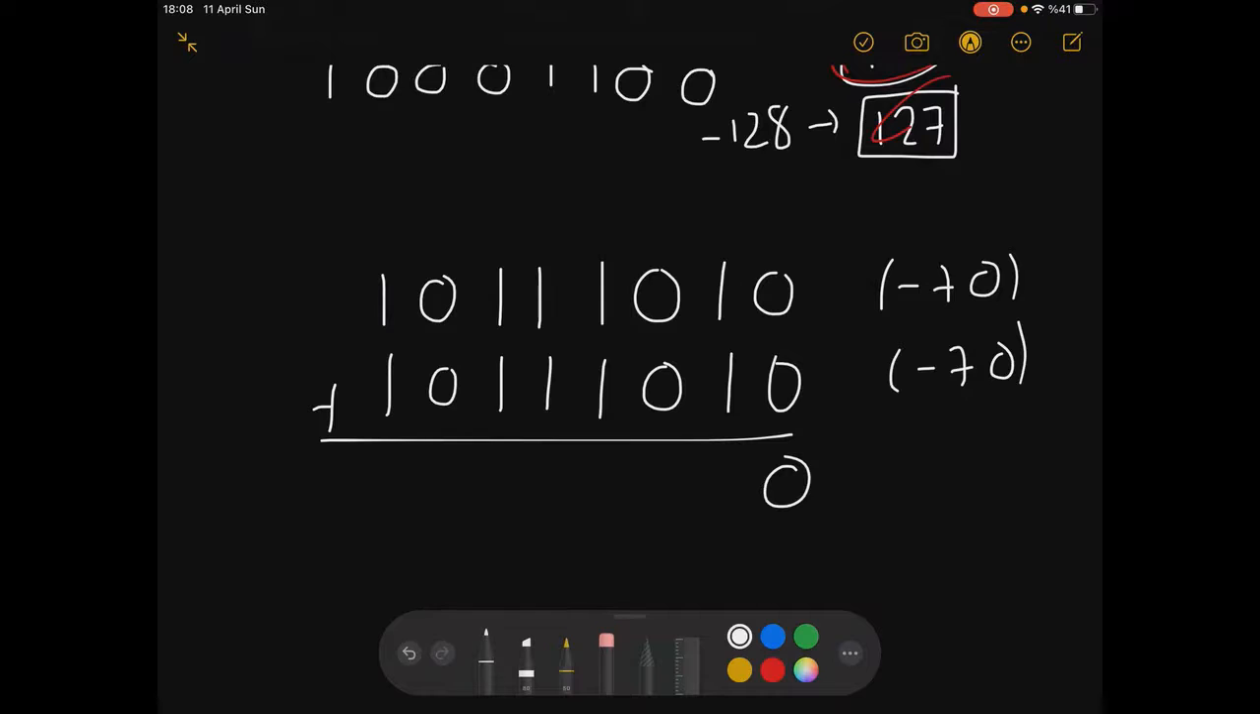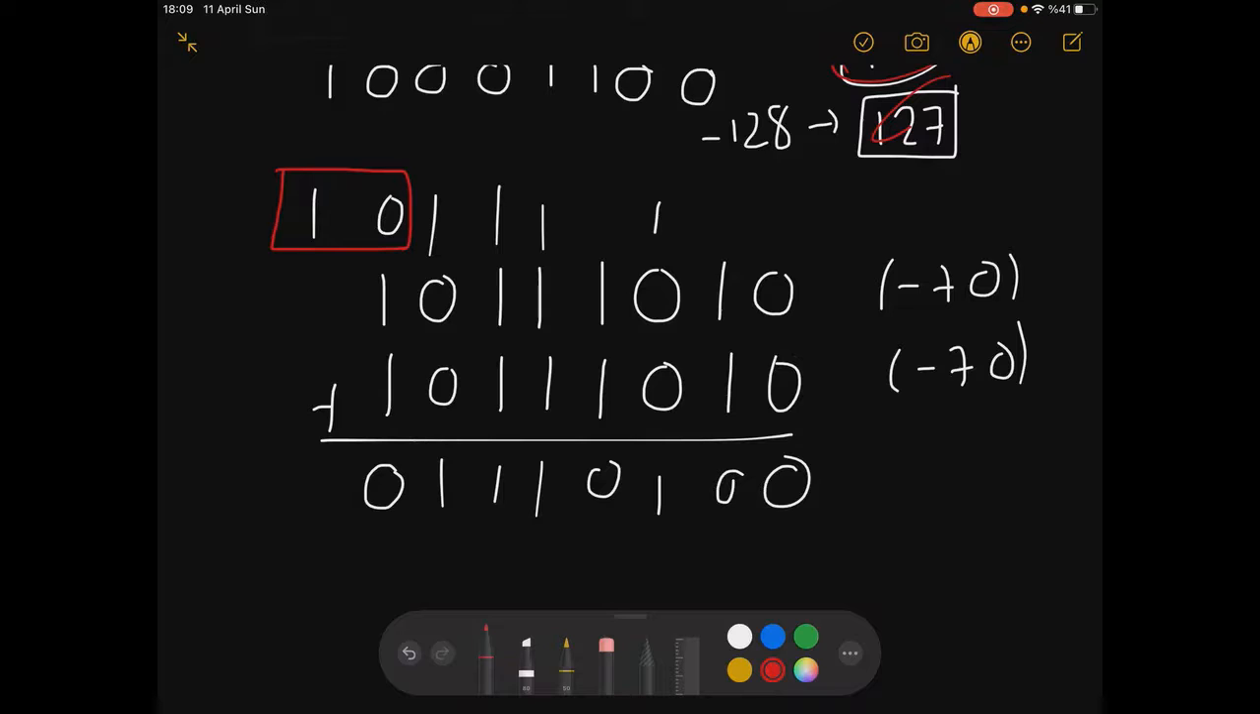So it's 0, 1, 0, 0, 1, 1, 1, 1. Am I doing this correctly? No. This one also should be 1, right? Because of this one. I think now it is correct. So it's 1 and 0. This one was 0. This one was 1. So when you focus on these two carry-outs here, again they are different. It means that there's an overflow.